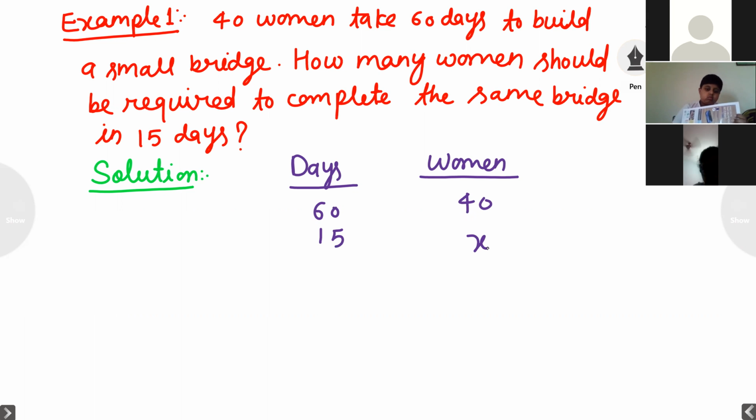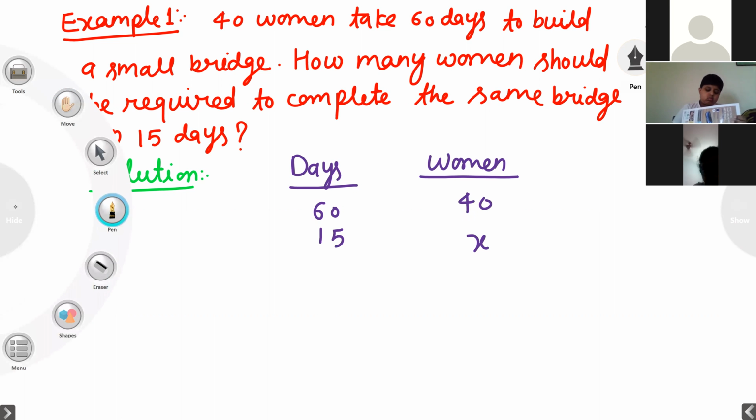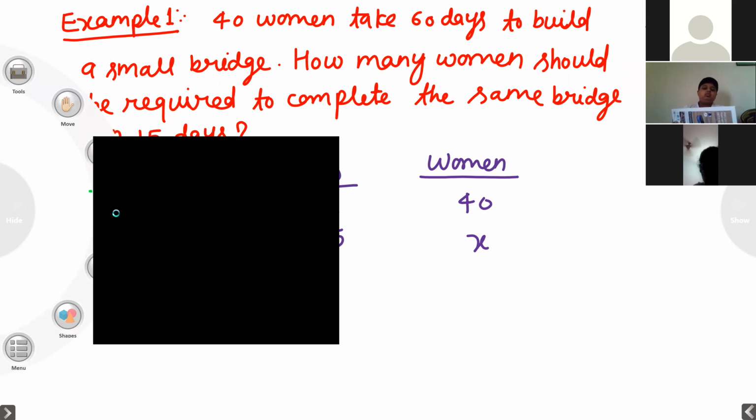Now some students have a doubt: sir, why are you writing days first and women last? I want to write women first, days second. Your wish, you can write either way, no problem. It depends on you. If you want to write women first, you can. If you want to write days first, you can. But why have I written it here this way? What happened?